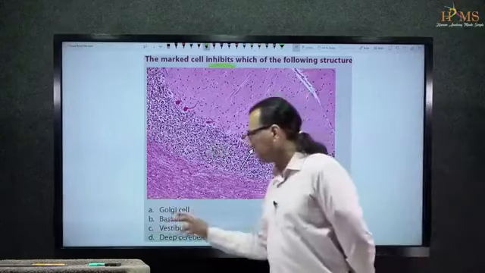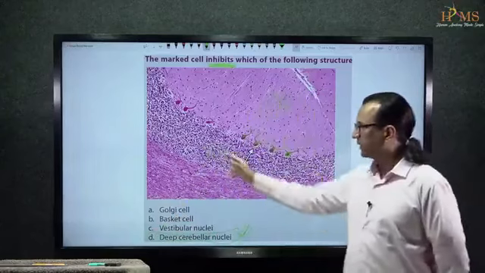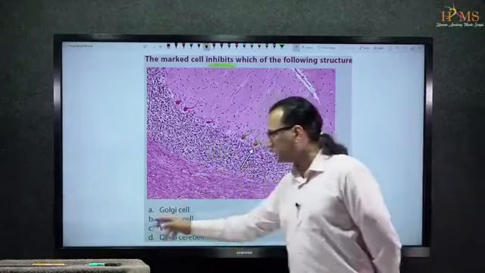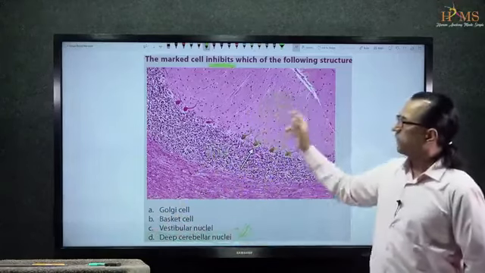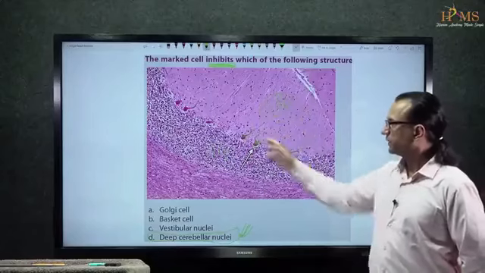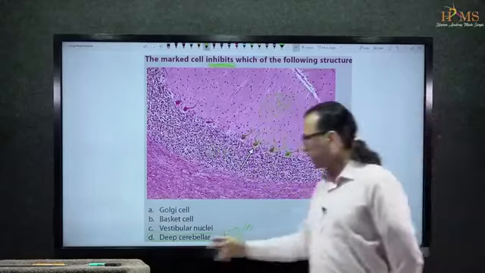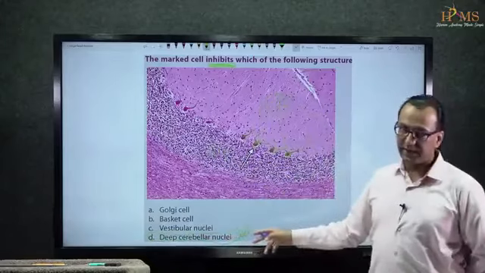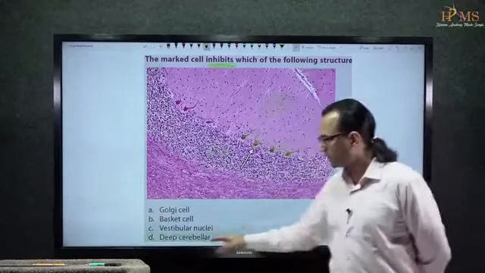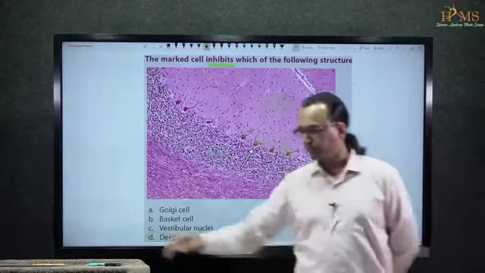If you're talking about the Golgi cell, it will be in the deeper granule layer. If you're talking about the basket cell, it will be in the outer molecular layer, but the Purkinje cell is not inhibitory on any of those. So we keep our answer as choice number D here, the dentate nucleus or deep cerebellar nucleus.